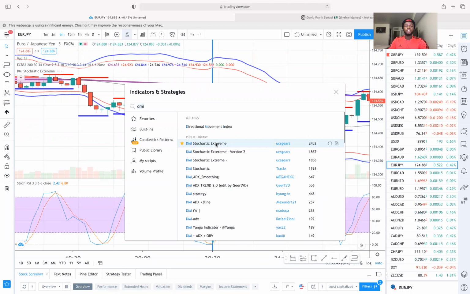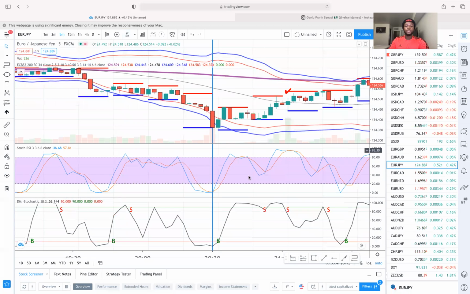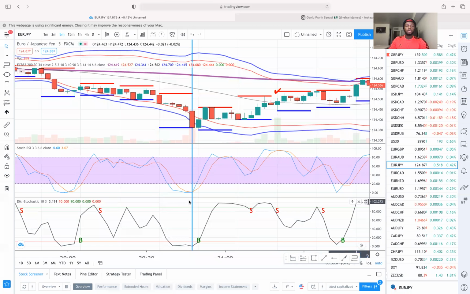So when you click on this, it applies the DMI. The DMI already came with the right settings, but just to make sure, you come to the left side, click on the gear, and make sure your input says 10.3. Mine's already good. 10.3 is what we want. So look what's happening, guys, on the bottom with the DMI.